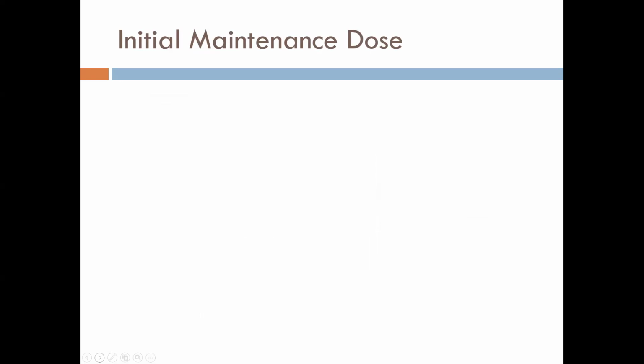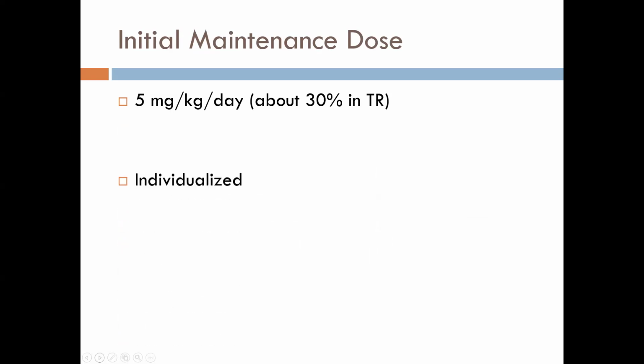So how do we start an initial maintenance dose? Well, you can just start with what the PDR says, which is 5 milligrams per kilogram per day, and that's probably what most people do. But only about a third of patients will actually be in the therapeutic range with that maintenance dose.